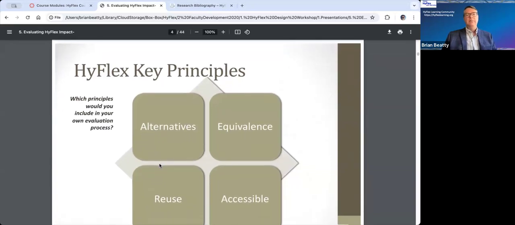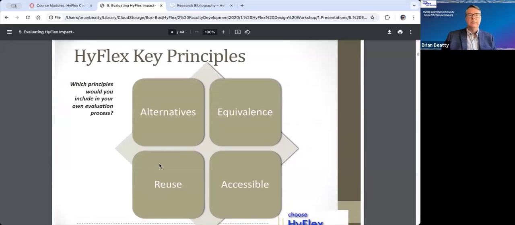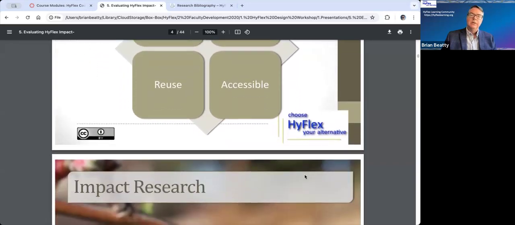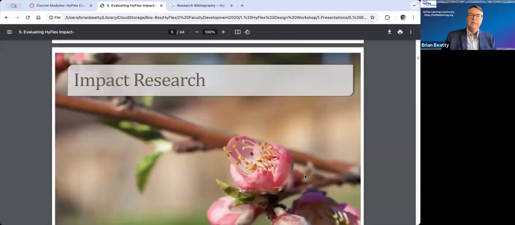So when we think about the HyFlex principles, these are our core principles we've been talking about in each of the presentations, in each of the modules. You've been exploring this. Are there any of these that you particularly want to evaluate? Do you want to see if the students are actually taking advantage of the alternatives? Would you like to see if there's equivalent learning happening in the various modes available in your class, different participation paths that are available? Would you like to evaluate how well things are being reused? How many online students are actually accessing the materials that we're creating in the live sessions? How many students who participate in the live sessions are actually taking advantage of the materials that are also being created in the online spaces as well? And is it accessible? Would you want to do an accessibility review? Sometimes that's an important part of course design and course evaluation, especially for online courses.